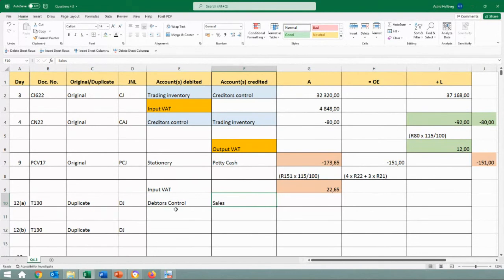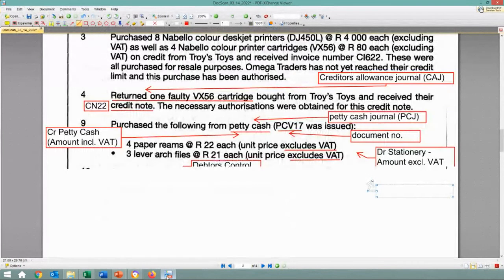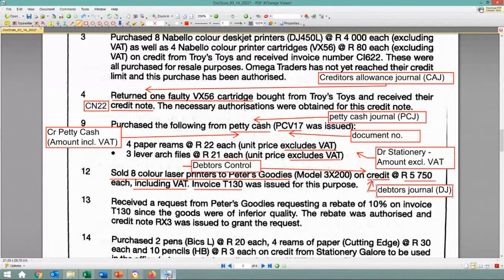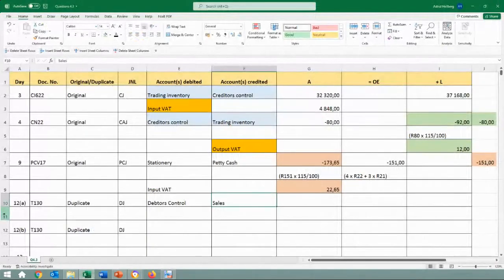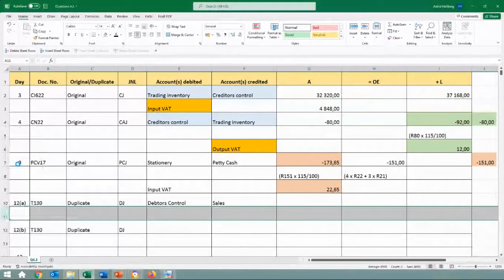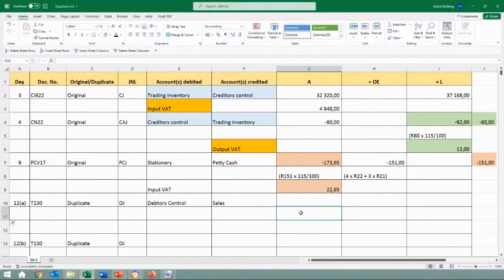Okay, now let's start with the debtors control. If we look at this information, we sold it for 5,750 Rand, and that was including VAT. We sold 8 of them. Okay, so that means, let me just put a line in here. So debtors control is an asset.